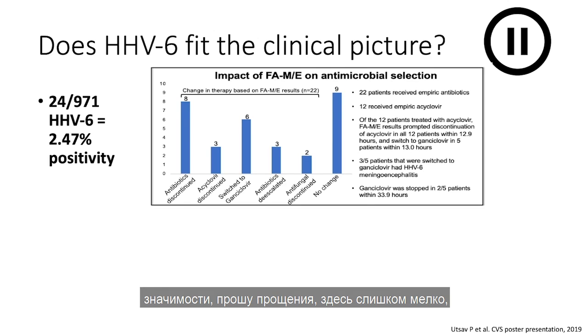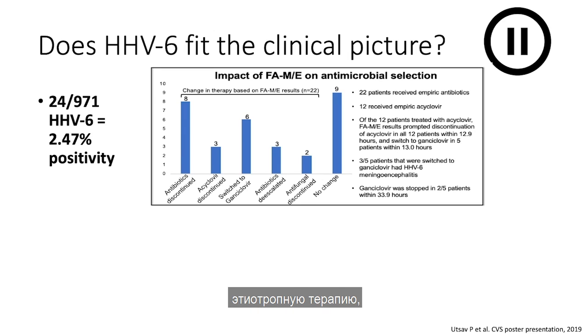And what we found for impact, apologize if this is pretty small, but basically of the 22 patients that had some sort of empiric therapy, 12 of these patients were on acyclovir, and after this FilmArray result that reported HHV6, all 12 were discontinued. Acyclovir was discontinued on all 12 of these patients, and 5 of the 22 patients had ganciclovir started within about 13 hours. 3 of the 5 patients that had ganciclovir were actually diagnosed with HHV6 meningoencephalitis. And then for the final 2, ganciclovir was stopped within about 34 hours.